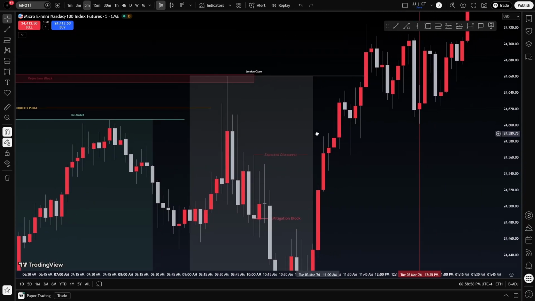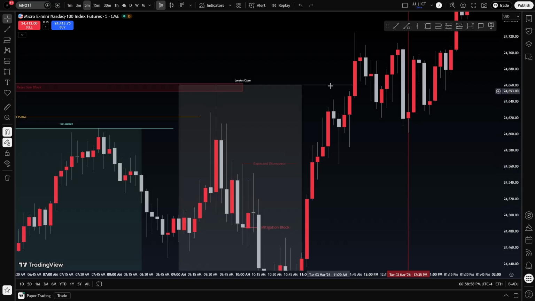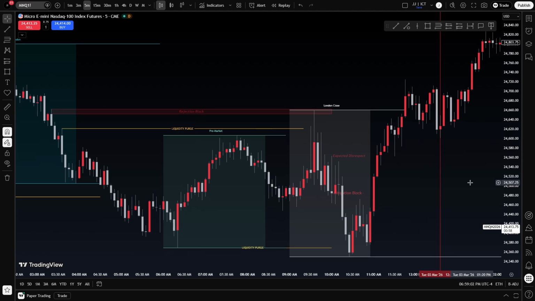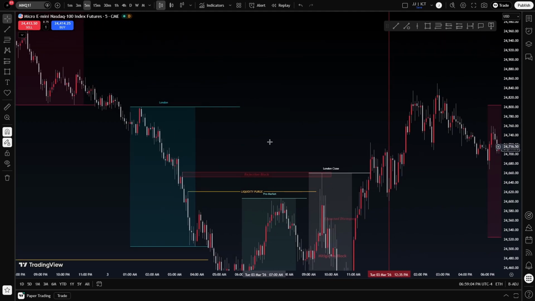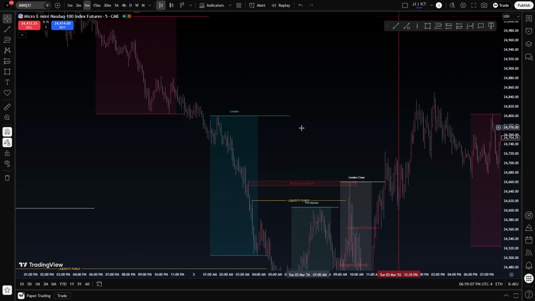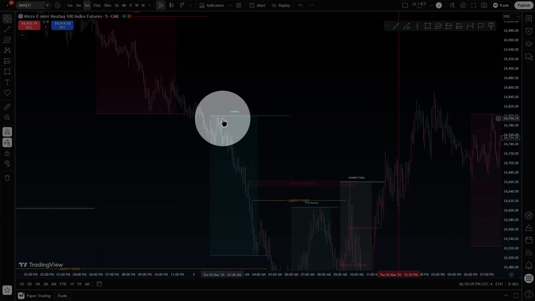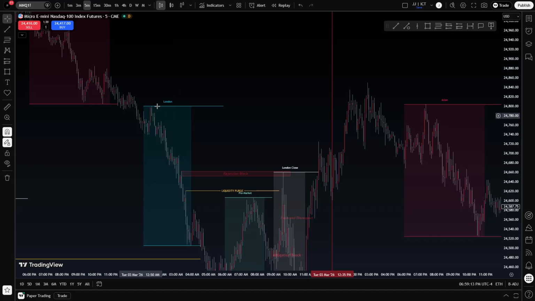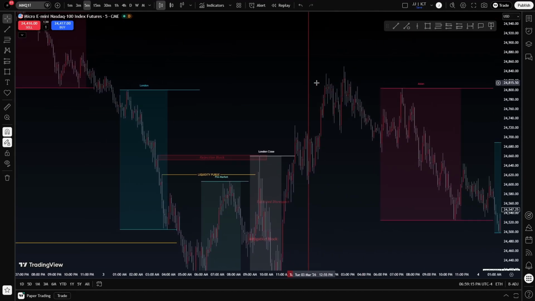So the draw on liquidity could be, in which is way too close to it already, London close, or it could be London's high. That right there, London's high. Or if we want to keep going even further, well, no, that's literally it. It hits London's high, and that's really it.